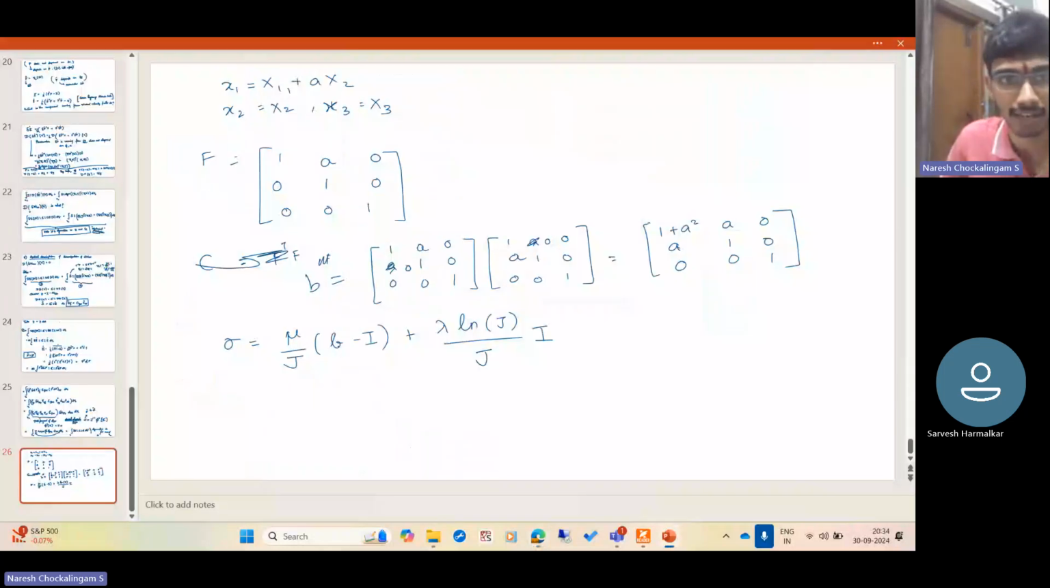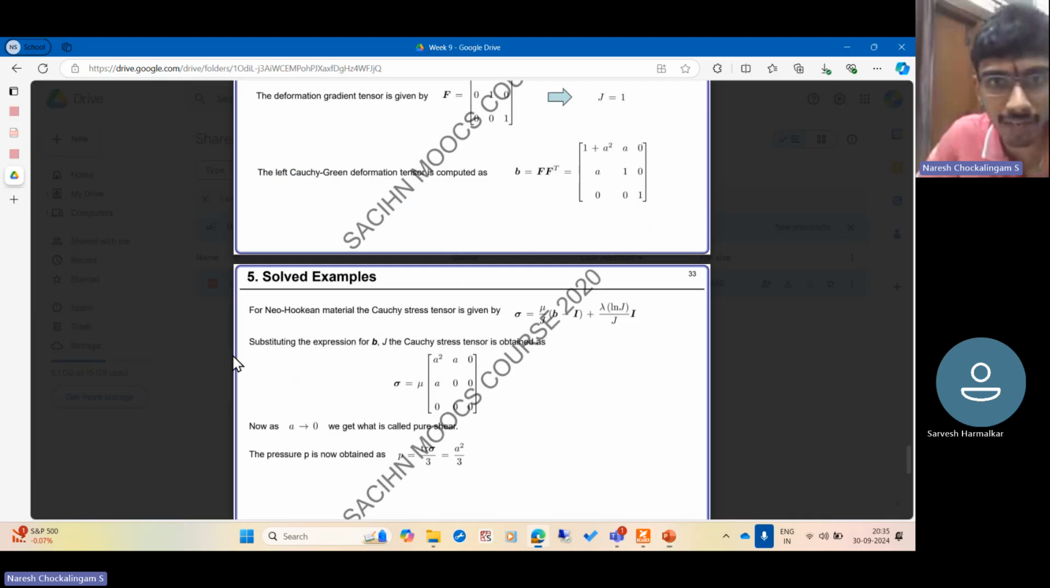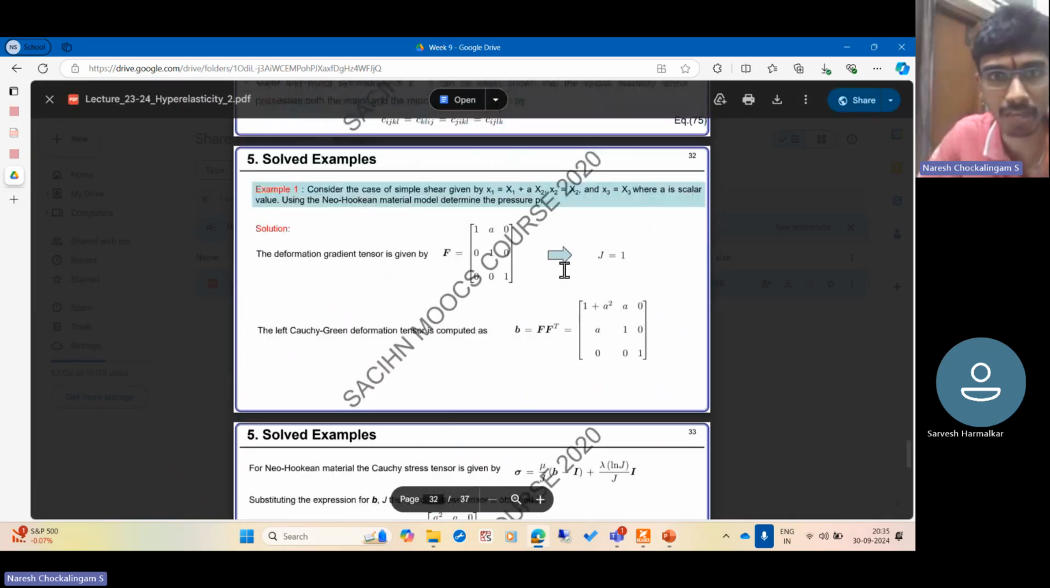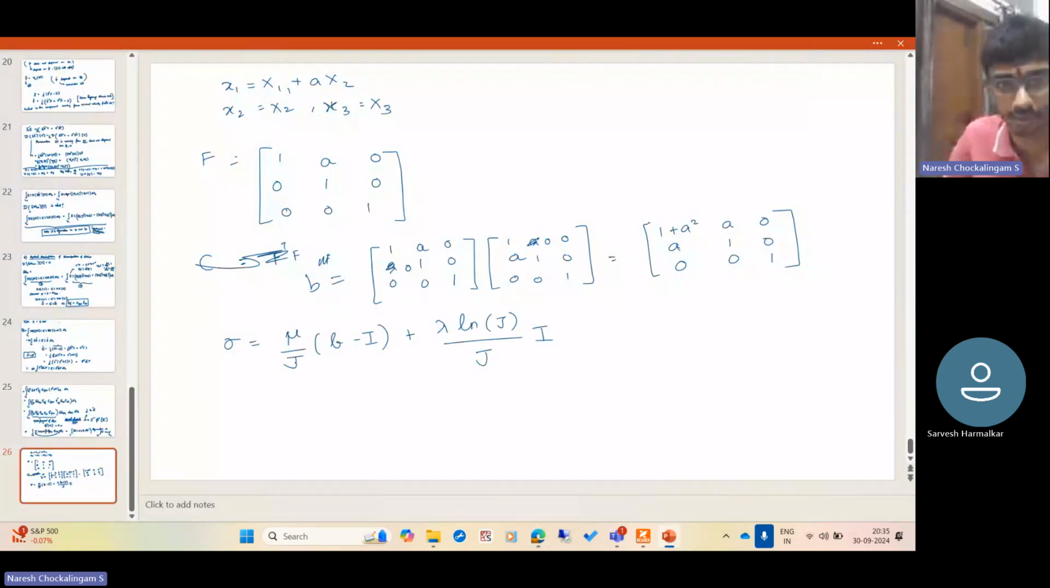Okay, so this is fine. So B minus I will be A square, A, 0, 0, 0, 0, 0. So yeah, the question is to calculate the pressure P, right? Before you even get to that point, let's see.